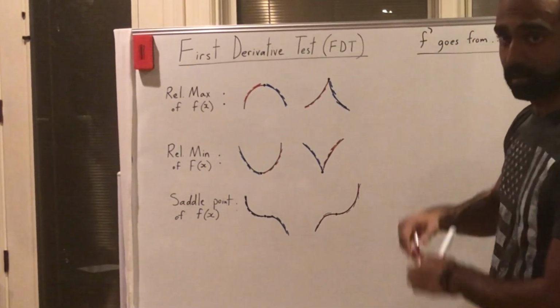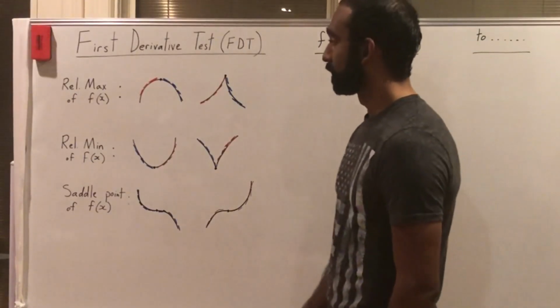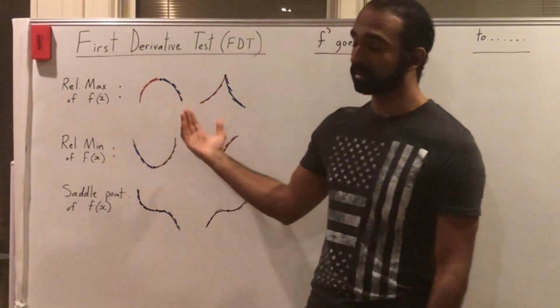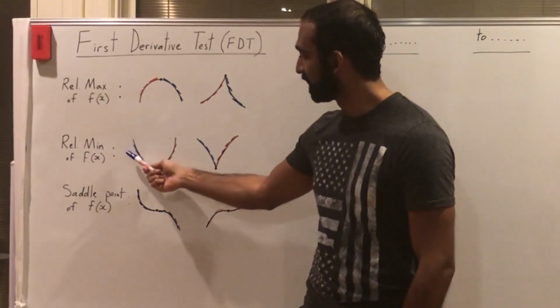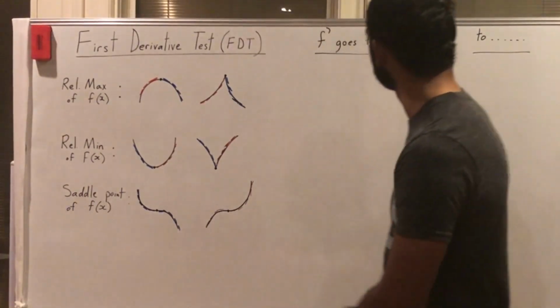So you did the red for positive and blue for negative? Yes. So notice for relative maxes and relative mins, you see a transition. For relative maxes, positive to negative sloped. For relative mins, it goes from negatively sloped to positively sloped. But you see no such transition with saddle points.